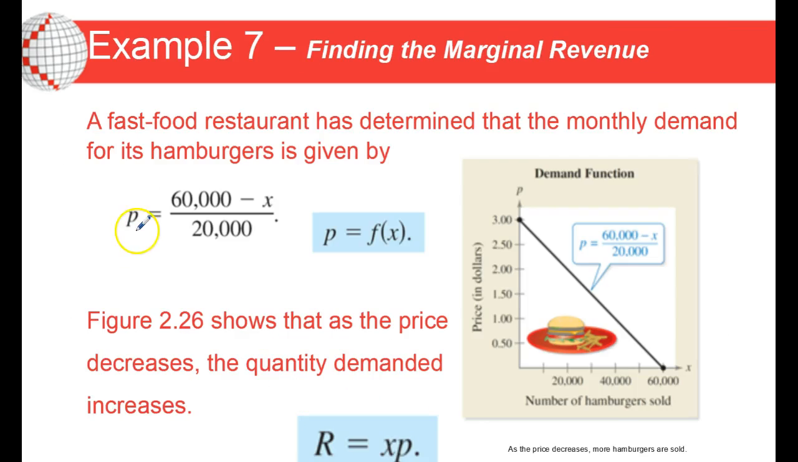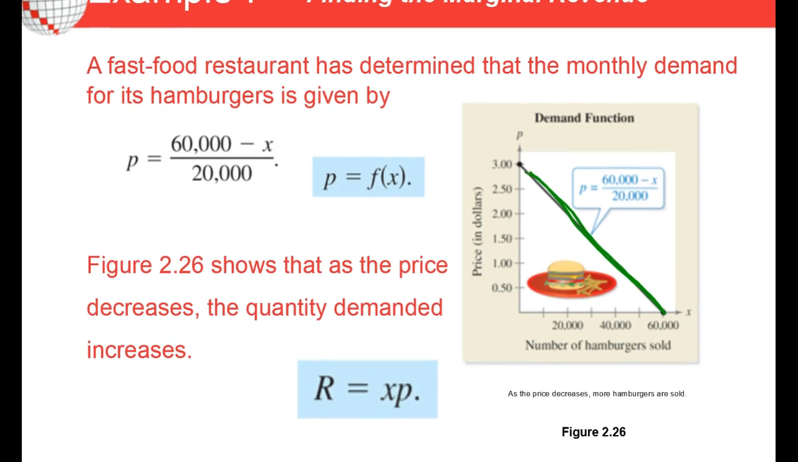So if your price continues to fluctuate along this function here, then to find the revenue, I'm going to take that function and take x times the function, (60,000 minus x) over 20,000.